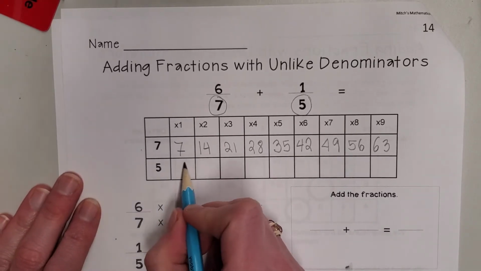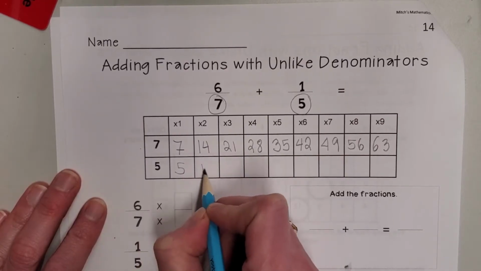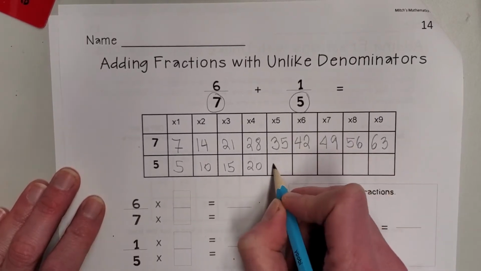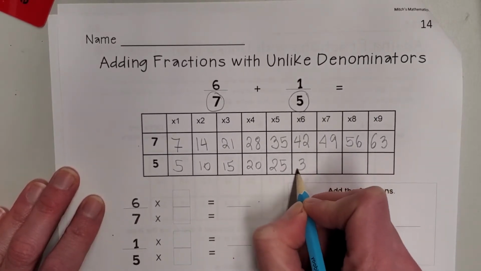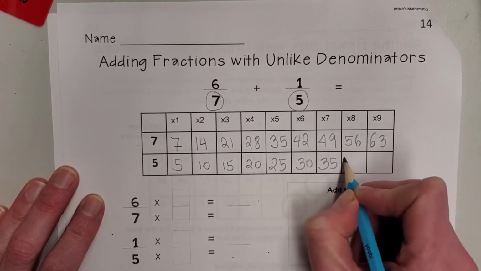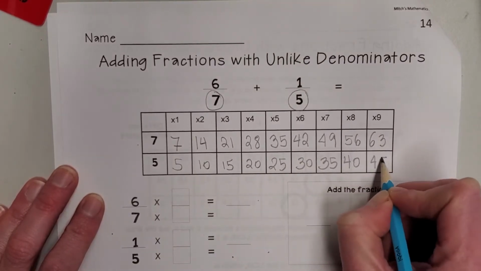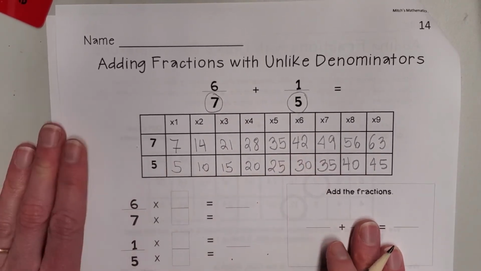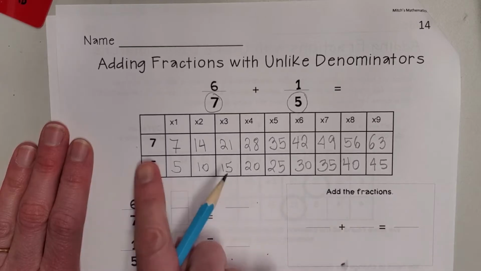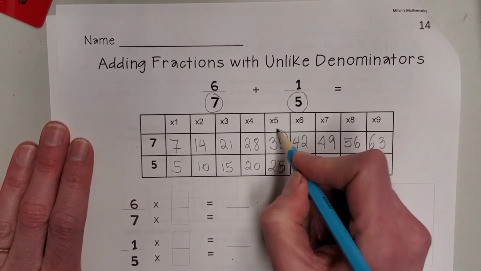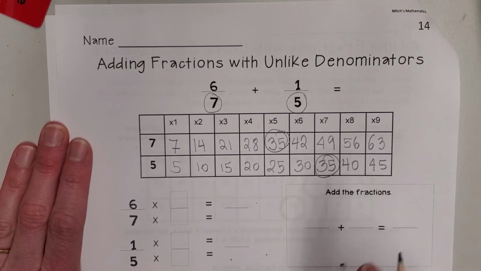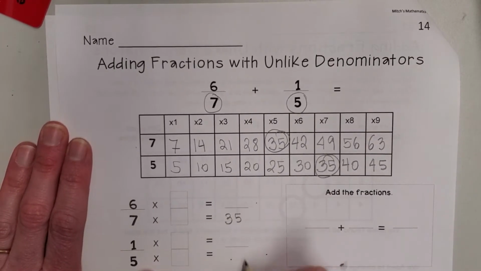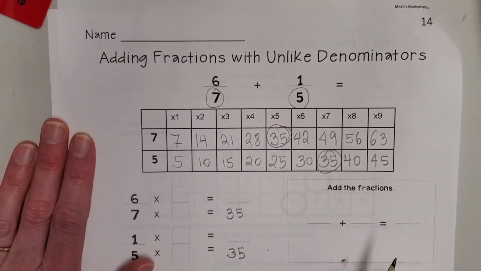Okay, now by 5s. I know my 5s. 5, 10, 15. We're skip counting by 5s. 20, 25, 30, 35, 40, 45. So the common denominator is the number in these multiplication charts that's matching. Where do we find a match? I see a match, 35 and 35. That's going to be the new denominator. We're going to try to get to 35 on the bottom for both of these.